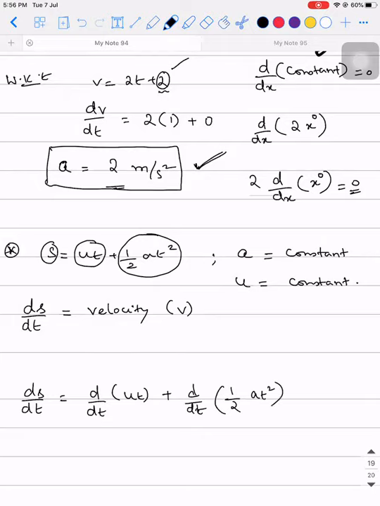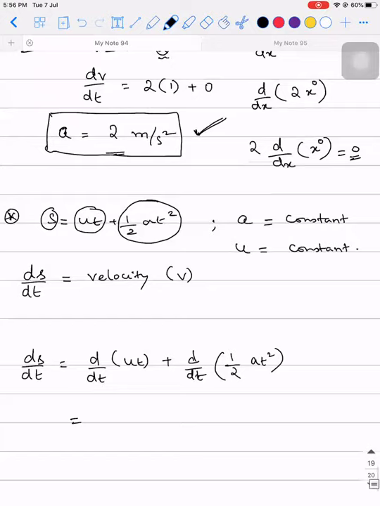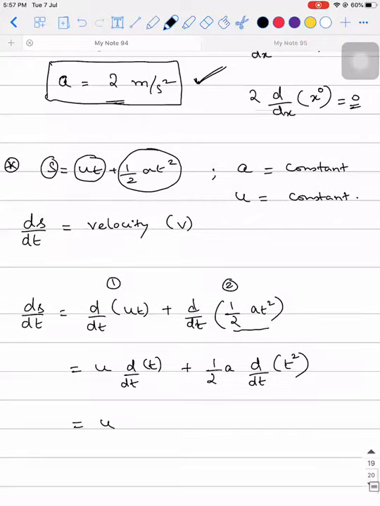Whatever is there, just write it as it is. So what will come out of the differentiation for the first one? This is the first one, this is the second one. What will come out of the derivative? Whatever is constant can come out. What is constant out of u and t? U. So u into d by dt of t, plus half a will come out, so d by dt of t square. So u into, what is the derivative of t with respect to t? I've told you twice.